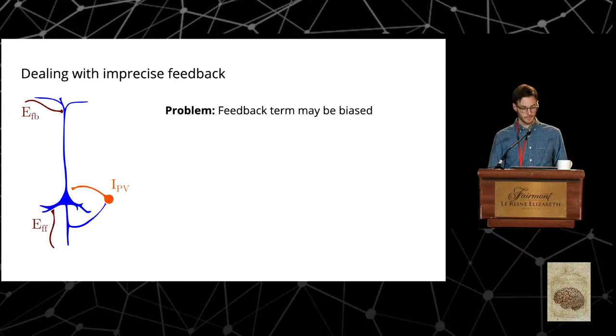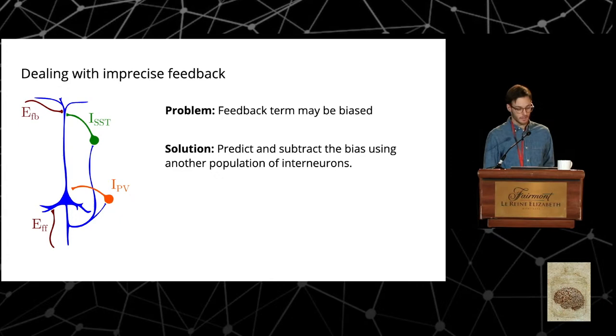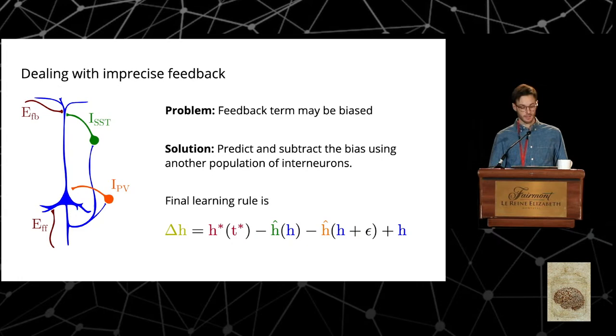As a final note, this feedback may be imprecise and biased. And if that's the case, then learning would as well be biased. And so to minimize this problem, we can attempt to control for it as best as we can. For this, we introduce another population of neurons, putatively somatostatin positive, which subtracts away that bias. This leaves a final, corrected learning rule in which we simply have a sum of excitatory currents into this cell, feed forward and feed back, and a subtraction of the two predictions. One trained to predict feed forward and the other trained to predict feed back.